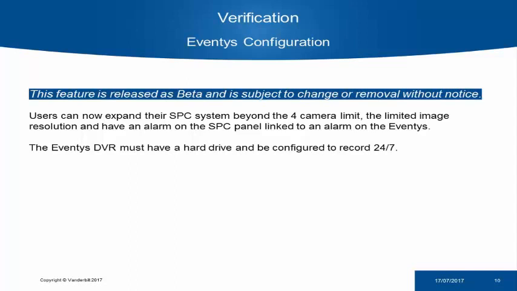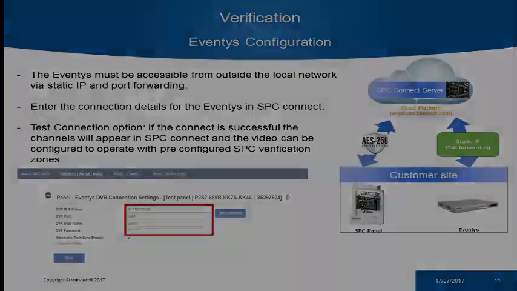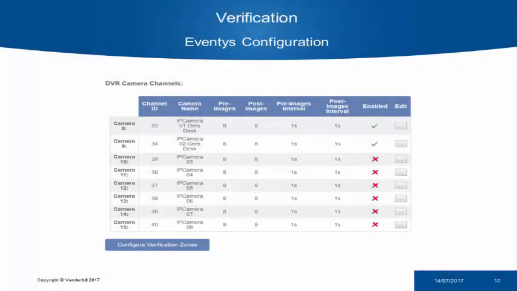In order to configure this, as I said previously, you do have to port forward the Aventus. Entering the IP address, port, and username, we can verify that the connection exists. Once this is achieved, the channels that are configured on the Aventus will appear. These are similar settings to what we have on the SPC panel in terms of pre, post, and interval between images. We can configure this on SPCconnect.